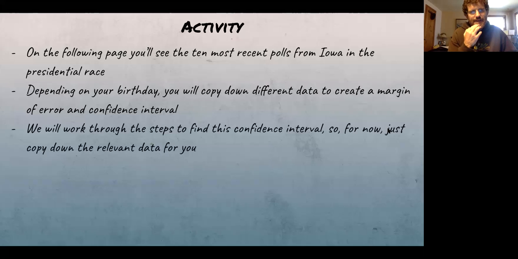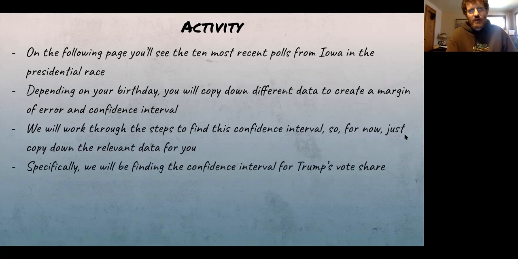And you don't know how to do that yet. You might if you read the chapter and you feel comfortable with it. But assuming you haven't done all that, you don't really know what you're doing yet. So all you need to do is copy down the relevant data. And we will go through and you will be able to calculate your confidence interval from there.